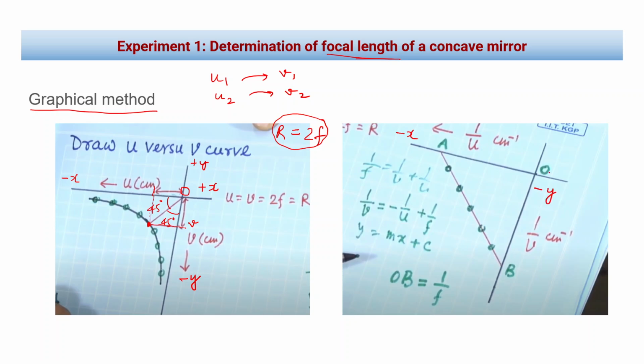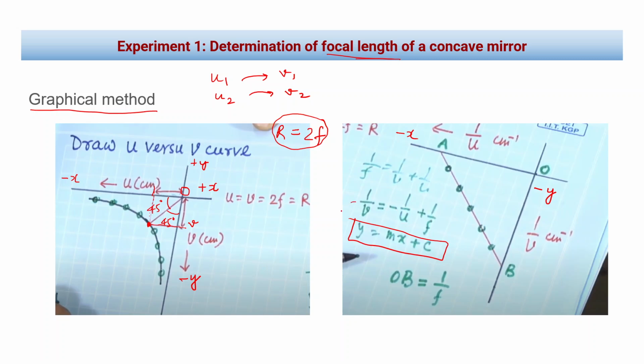Again we'll keep them in negative, and because it's inverted values, we'll get a straight line like this. We know the equation for a straight line is y equals mx plus c. So from the lens formula, if we rewrite this, this is the mirror formula: 1 over f is equal to 1 over u plus 1 over v. If I rearrange this, keeping 1 over v here and sending the other things to the other side, it becomes minus 1 over u plus 1 over f.